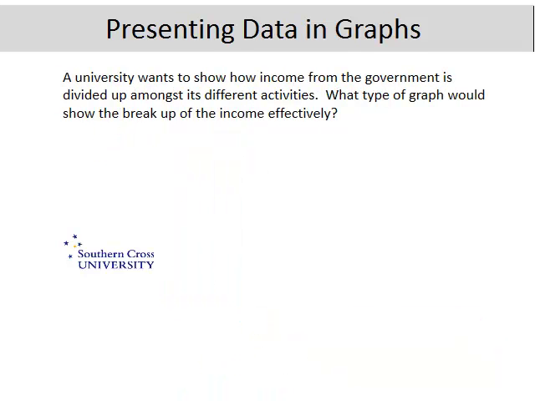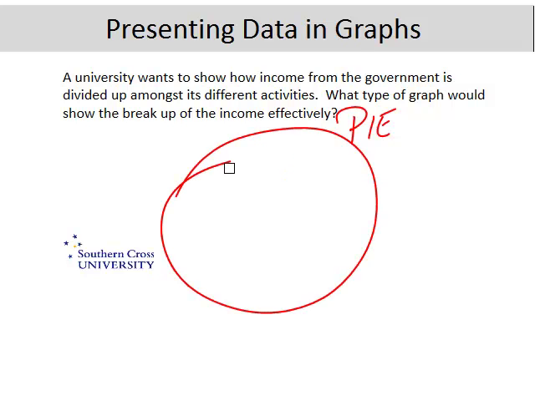Okay, university wants to show how income from government is divided up amongst its different activities. So as soon as you talk about a whole being divided up, most of the time we think about a pie graph. And so, the government supplies the pie, which is the funding, and we divide the funding up into various amounts for whatever reason.